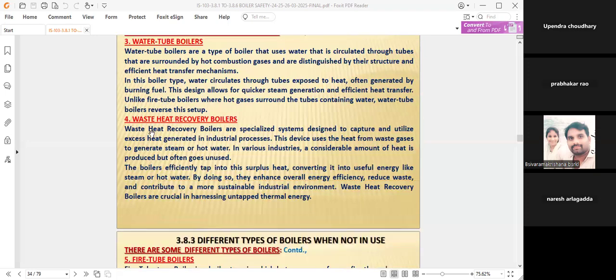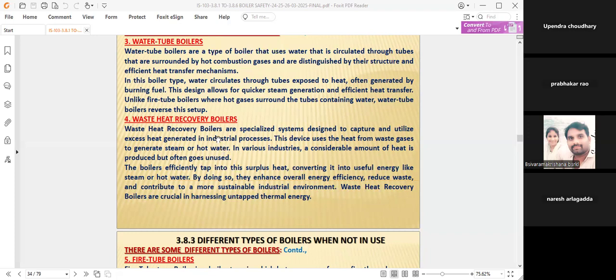Therefore, the fourth one is waste heat recovery boilers, a very important area where energy is recovered in the various energy processes. The waste heat recovery boilers are specially designed systems to capture and utilize the excess heat generated in the industrial process. This device uses the heat from the waste gases to generate steam or hot water.